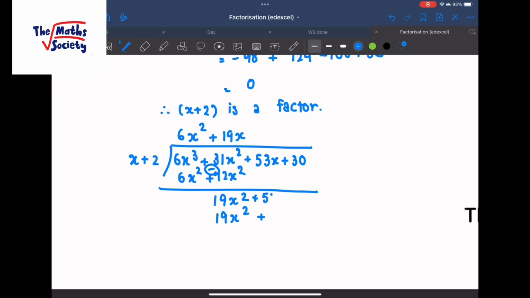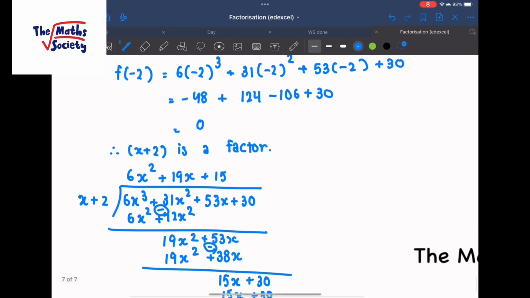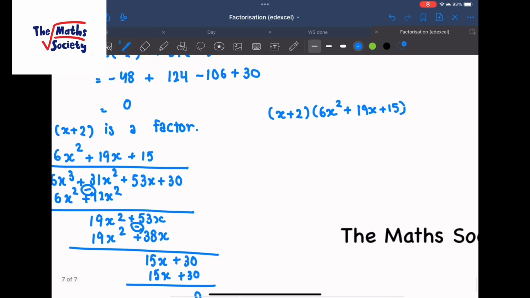So plus 19x, you get 19x squared plus 53x. You have 19 multiplied by 2, so that is 38x. So then if you subtract these, you will get an answer of 15x. So we can just use plus 15, so this is 15x plus 30. So that's going to be 0, so we know that this is the other factor. So it would be x plus 2 and then 6x squared plus 19x plus 15.